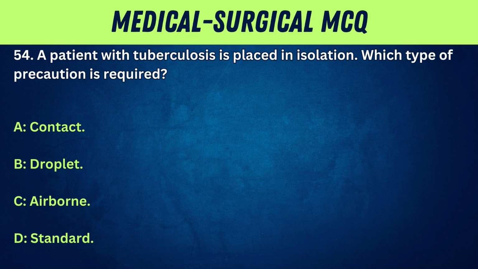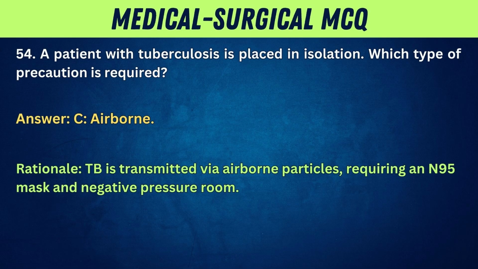54. A patient with tuberculosis is placed in isolation. Which type of precaution is required? A. Contact. B. Droplet. C. Airborne. D. Standard. Answer: C. Airborne. Rationale: TB is transmitted via airborne particles, requiring an N95 mask and negative pressure room.